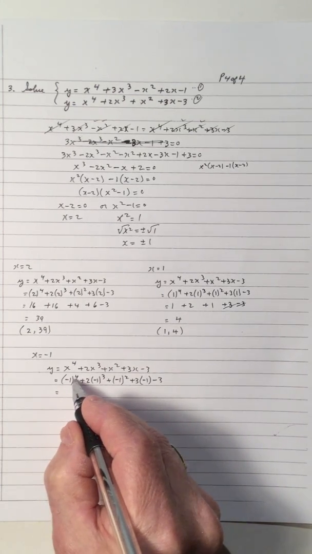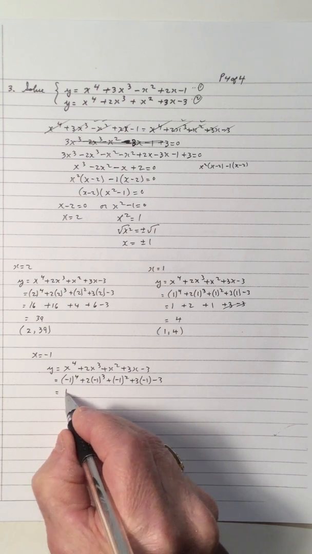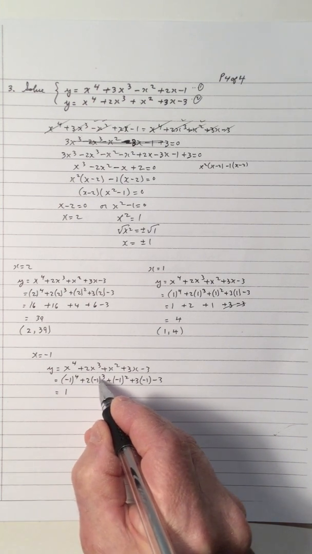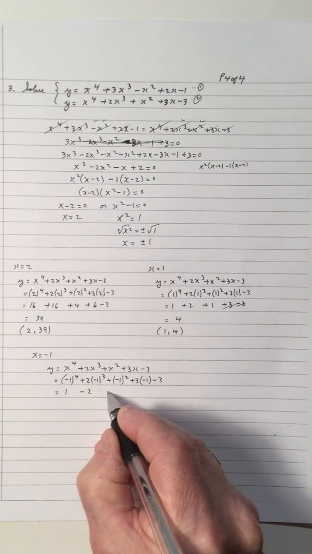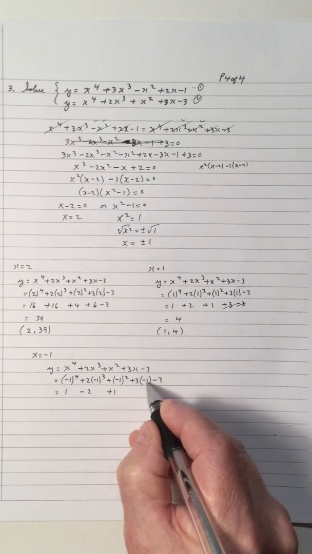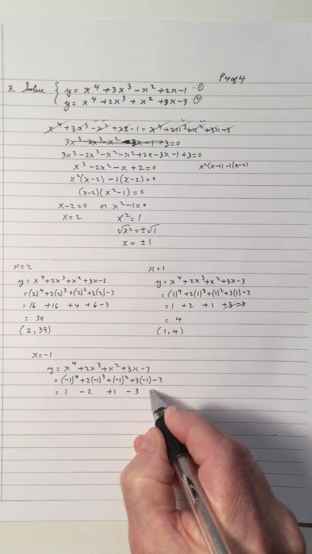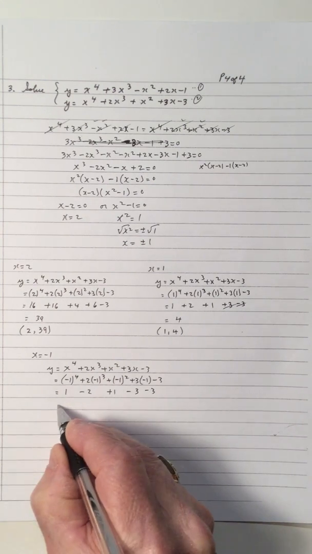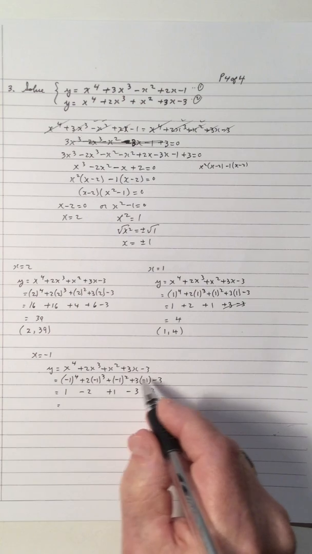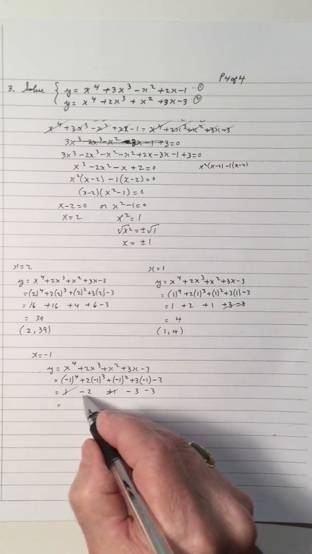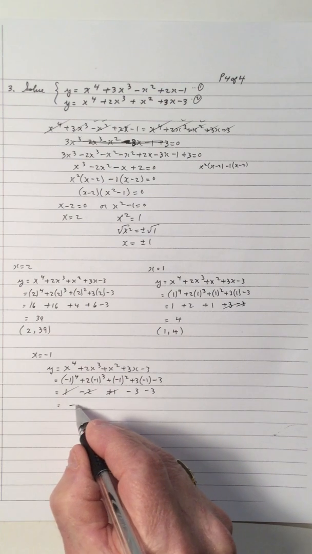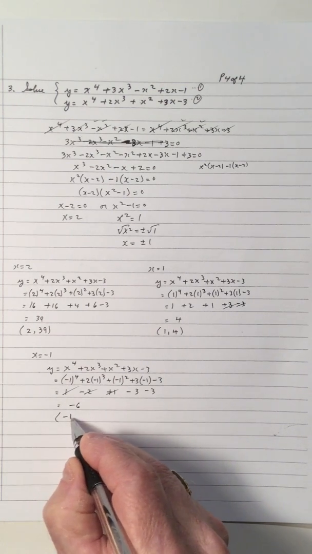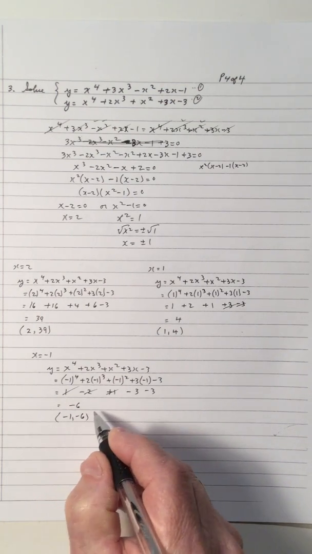Negative 1 to the fourth power is 1. Negative 1 cubed is negative 1 times 2 is negative 2. Negative 1 squared is 1. 3 times negative 1 is negative 3, minus 3. And when you add that up, that's gone, so you get negative 2 and 2 is 0, so that's negative 6. So that gives us negative 1, gives us negative 6.